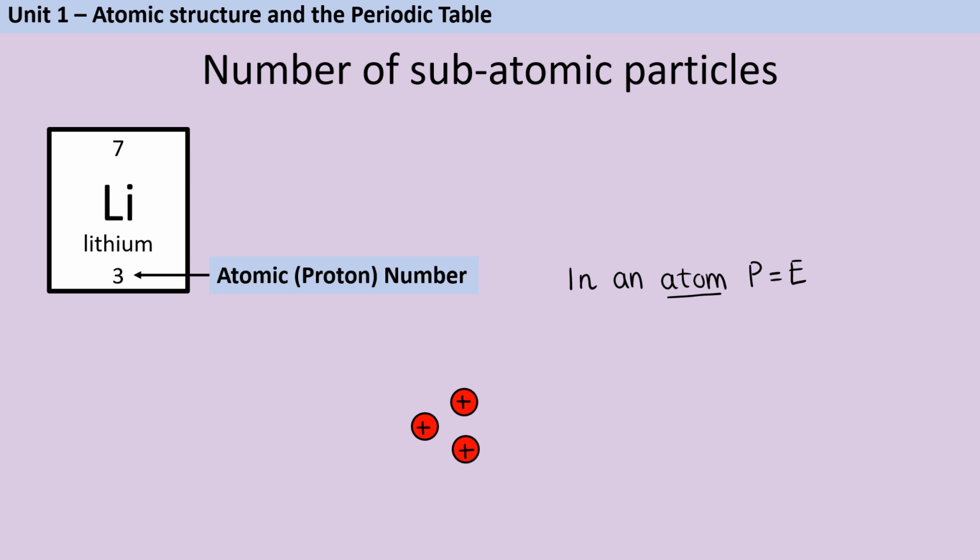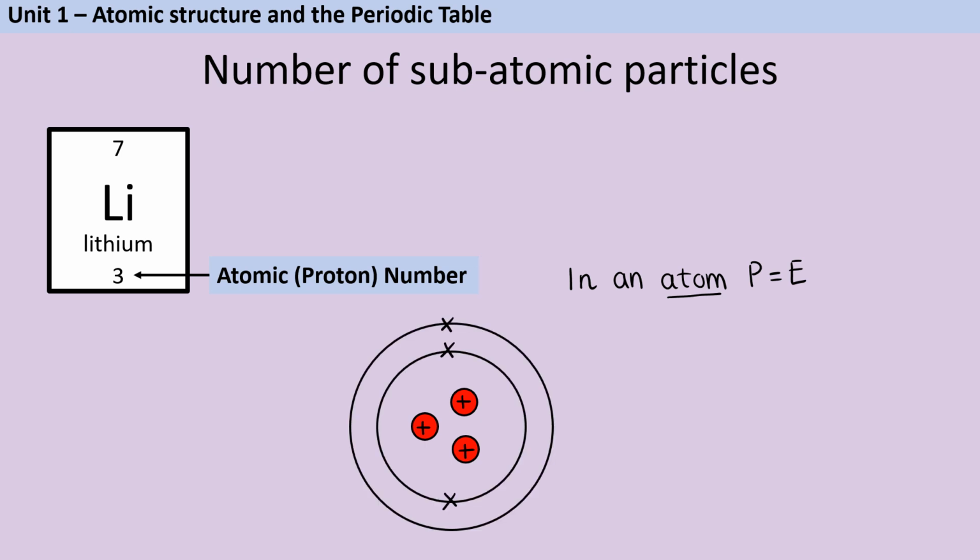So since we have 3 positive protons in our atom, we must also have 3 negative electrons to balance out the charge and leave an atom that's neutral overall. Working out the number of neutrons is slightly more complicated.